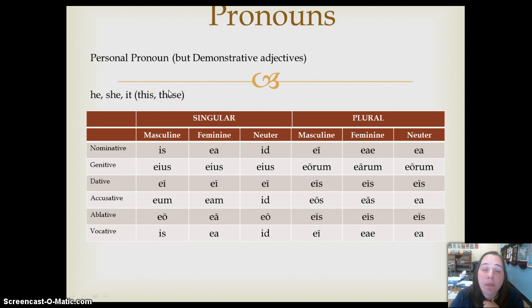We have the personal pronouns. Is, ea, id is a personal pronoun meaning he, she, it, or ei, eae, ea, meaning they. But when used as an adjective, which it can be, it translates as this or these. Note once again that you have that -ius ending in the genitive singular and the long i ending in the dative singular, okay?